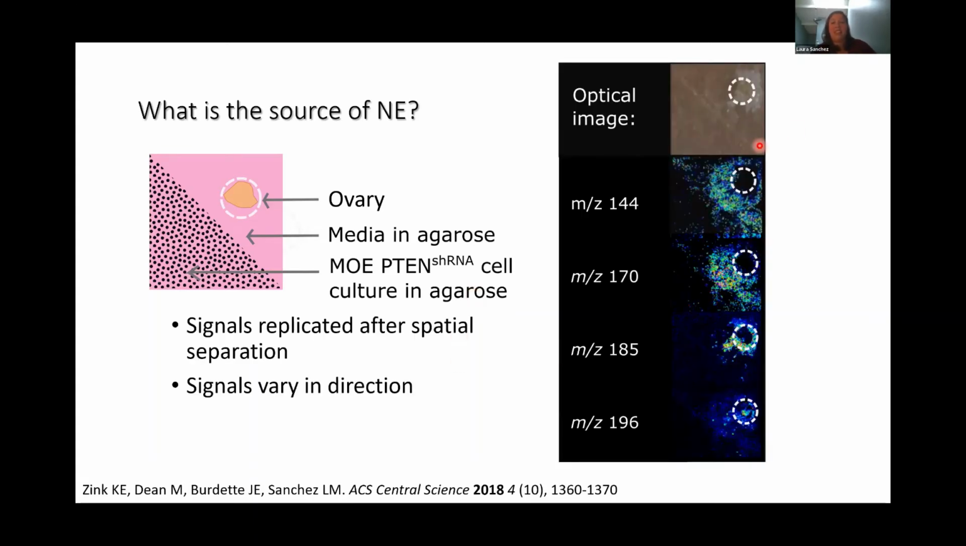And what we can see here then when we keep directionality in mind is where did the signals come from? So again, this M/Z 170, we think if this is the ovary and the cells are here, that this signal appears to be excreted towards the cells. So this tells us the ovary was the source of norepinephrine, and that directionally it appears to be headed towards the cells themselves.